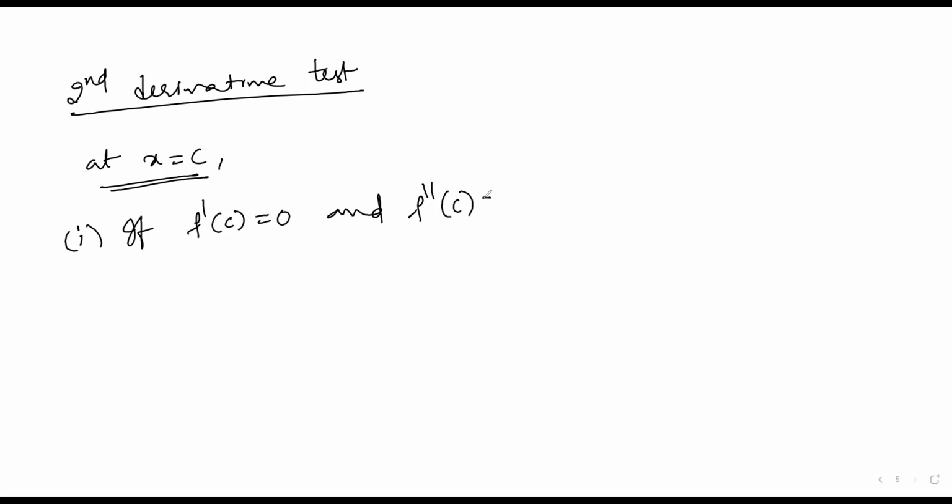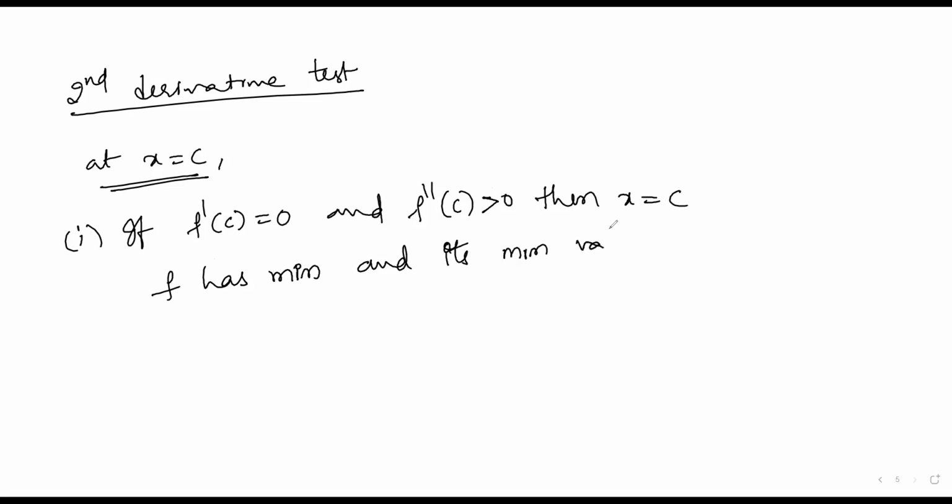It has to be greater than 0. Yeah, f dash of c is 0 and f double dash of c is greater than 0. Then at x equal to c, f has a minimum. Its minimum value is f of c. Obviously, at c you have the minimum value. So if you substitute in f, you get the minimum value.